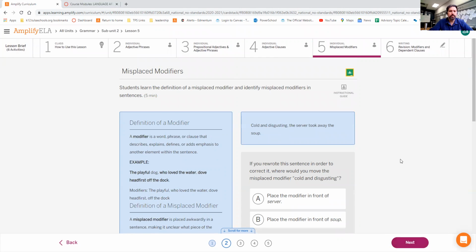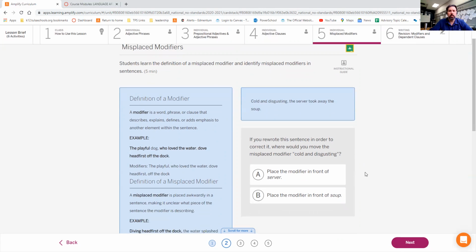These are some good examples. And again, I love this one here because it shows you exactly how it can go wrong. Cold and disgusting. The server took away the soup. See how it sounds like the server is cold and disgusting? And they might have been. I mean, the server could have been furious and mad and just disgusted with the whole operation. Or, what is more likely, the server took away the cold and disgusting soup. You should put the describer before the thing you're describing, so it's not vague.